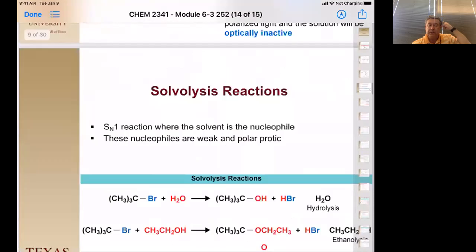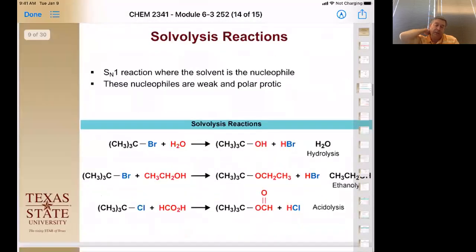Okay, so there's a bunch of different types of reactions we can see in SN1. One of the really common ones is where we use the solvent as the nucleophile, something like water or ethanol, and we're going to form either an alcohol or an ether. These are really weak nucleophiles, because they don't have a charge. When we use a solvent as the nucleophile, we call this solvolysis. We're using it as the solvent and the nucleophile at the same time, and it drives the reaction to completion. Now notice all of these are polar protic solvents.